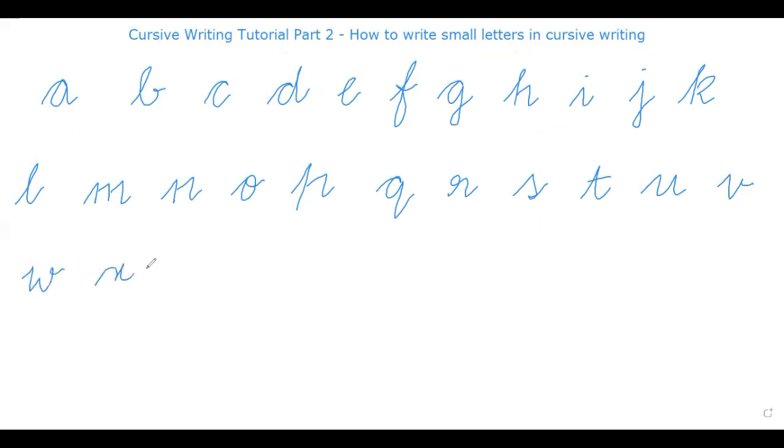W, X, Y, Z. Hope it's clear how to write small letters in cursive writing.